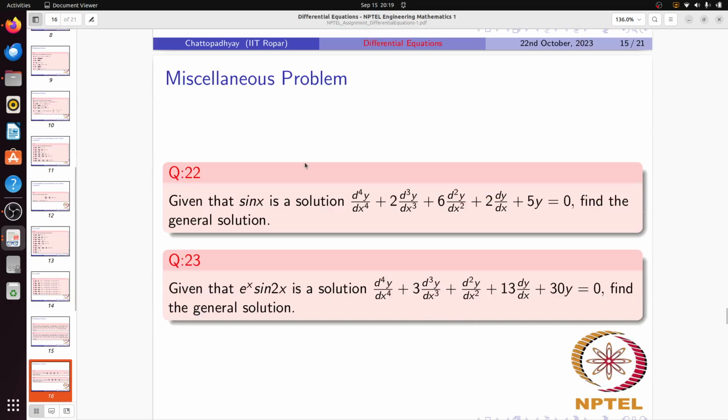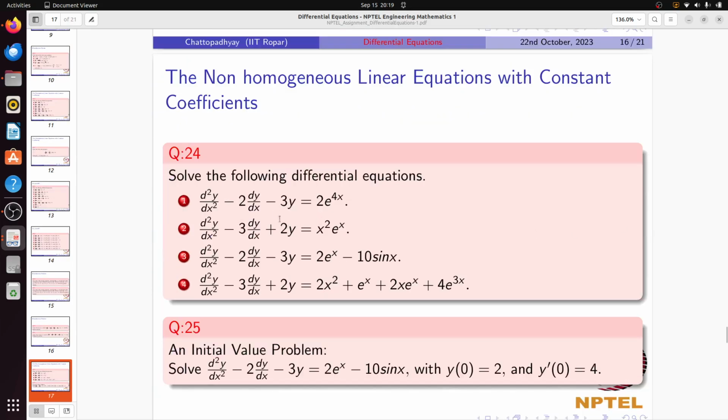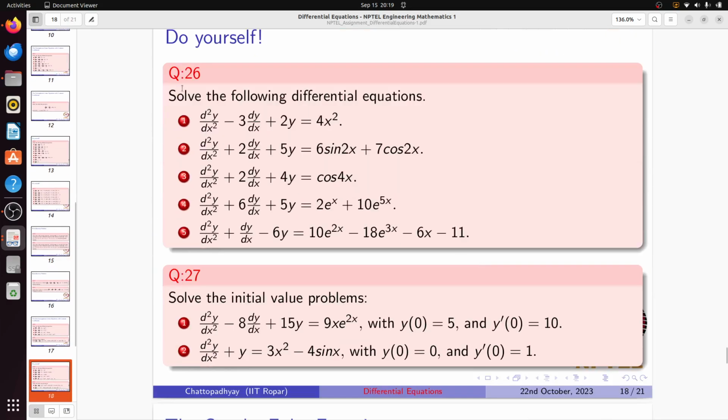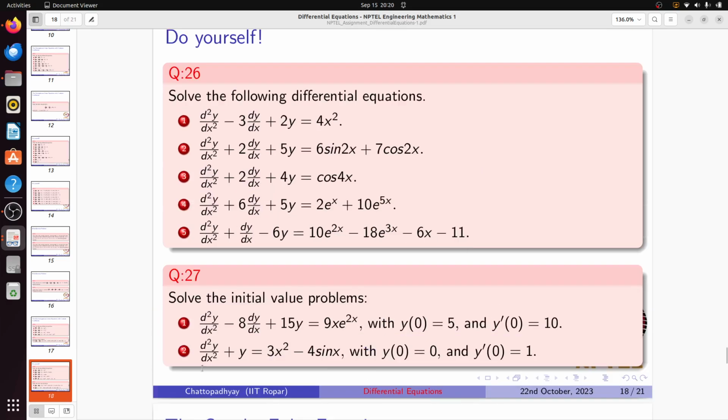This type of problems, given that sin x is a solution, you have to find the general solution. Given that e to the power x sin 2x is a solution, you have to find the general solution. For the non-homogeneous linear equations with constant coefficients, here you have to play with particular integral. Also some do-yourself sort of problems. Whatever we have discussed till now, you can apply them and just solve, right? Question 26, question 27, you have to solve the initial value problems like this.